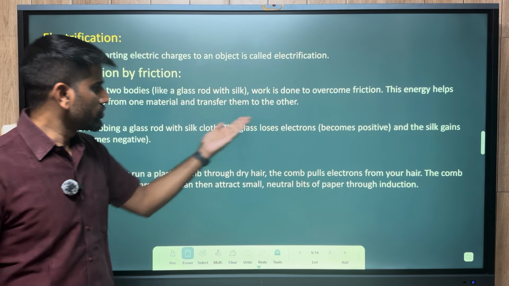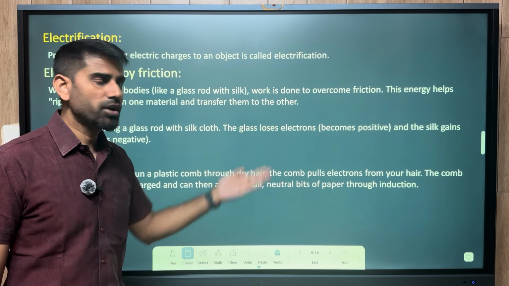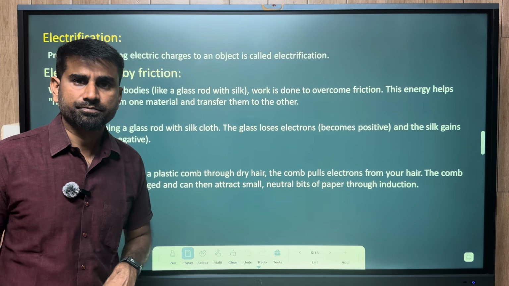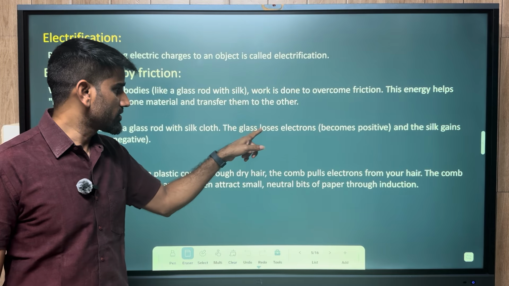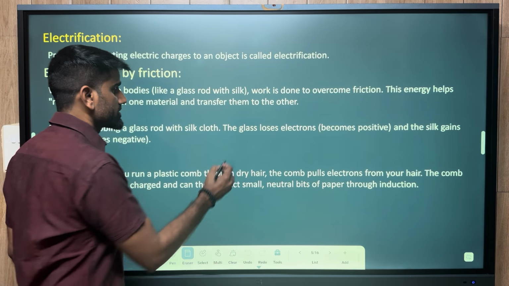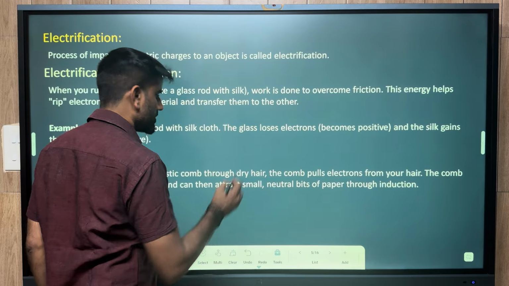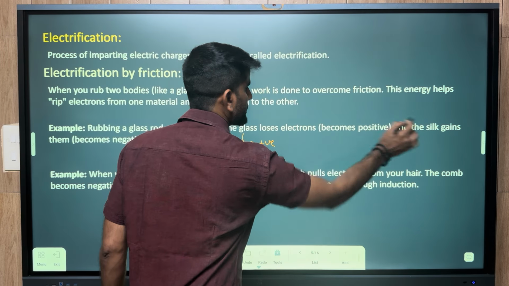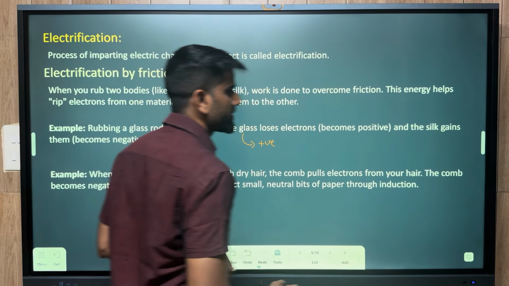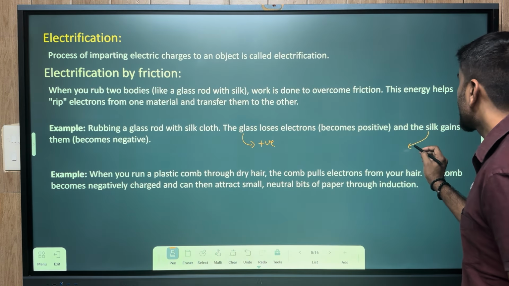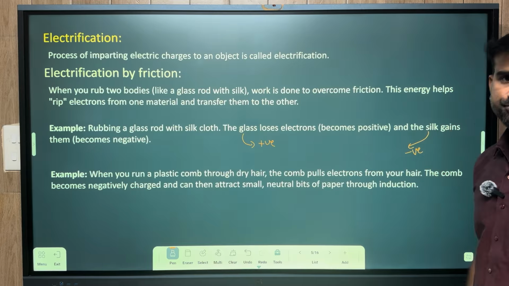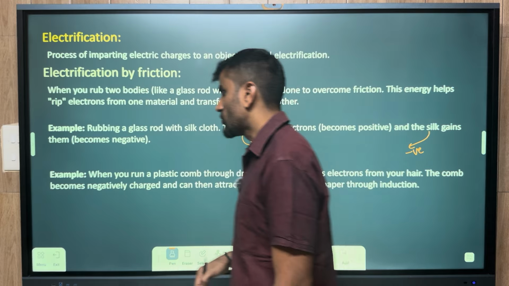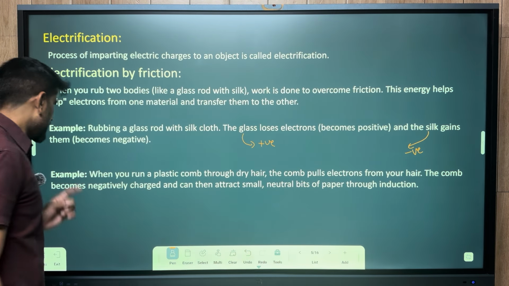So glass loses the electrons, meaning it has low electron affinity, and silk gains the electrons. As the glass has lost the electrons, glass will become positively charged, and as the silk gains the electrons, silk would become negatively charged. After some time these two will attract each other once they gain the charges. Now coming to the next one.